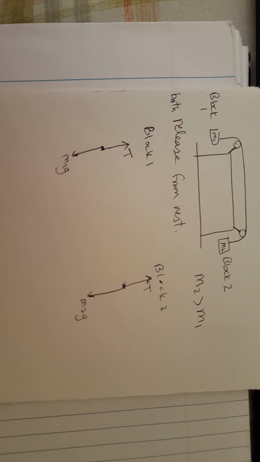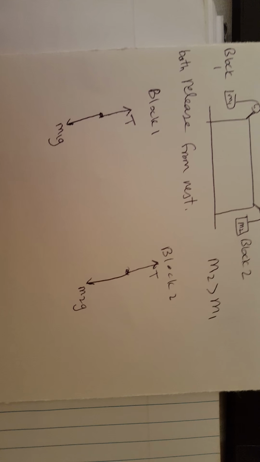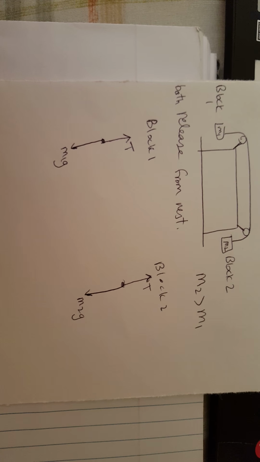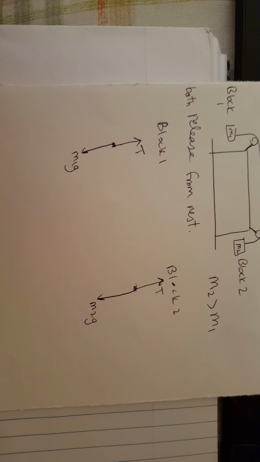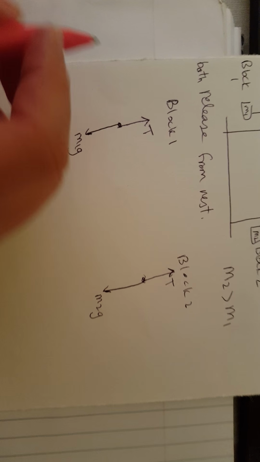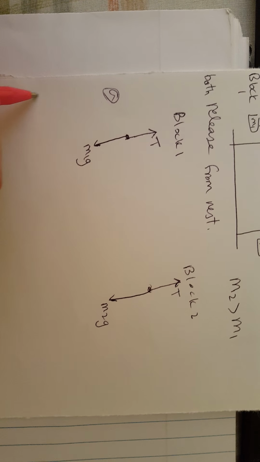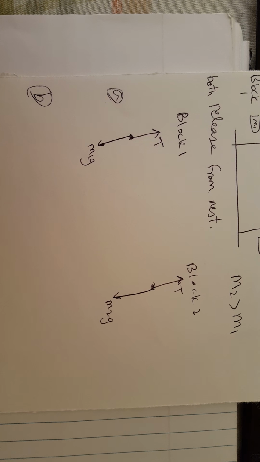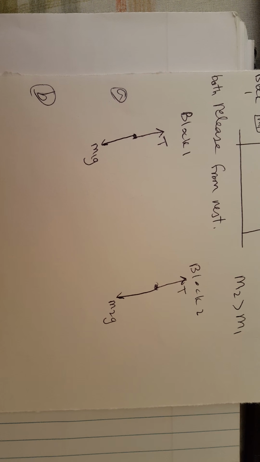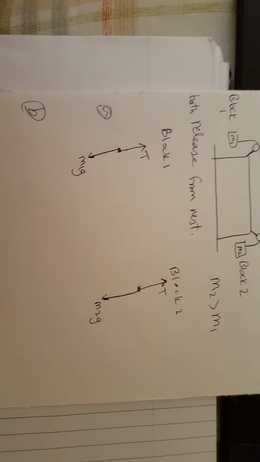So having said that, basically this just answers part A. And now part B of the question. Part B of the question says, derive the magnitude of the acceleration of block 2. Express your answer in terms of M1, M2, and G.